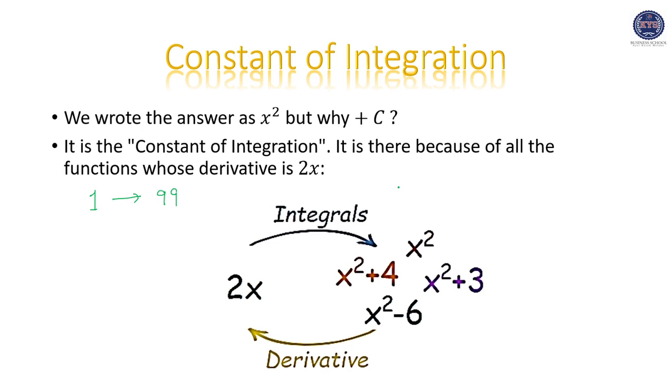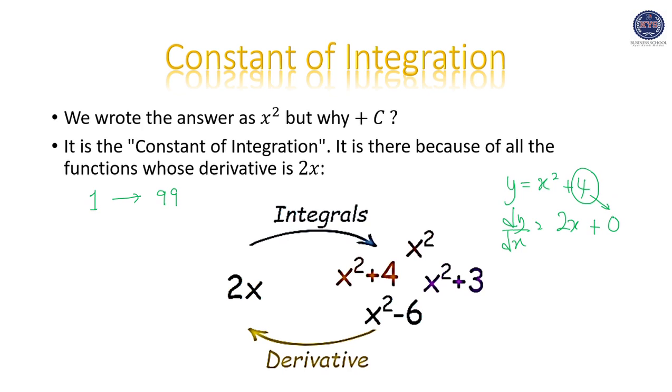Because of this process. Remember when we differentiate, for example, x squared plus 4. If we differentiate, you still have 2x. Right? y equal to x squared plus 4. Differentiate, you will get 2x plus 0. Why plus 0 over there? Because when you differentiate a constant, you have 0.